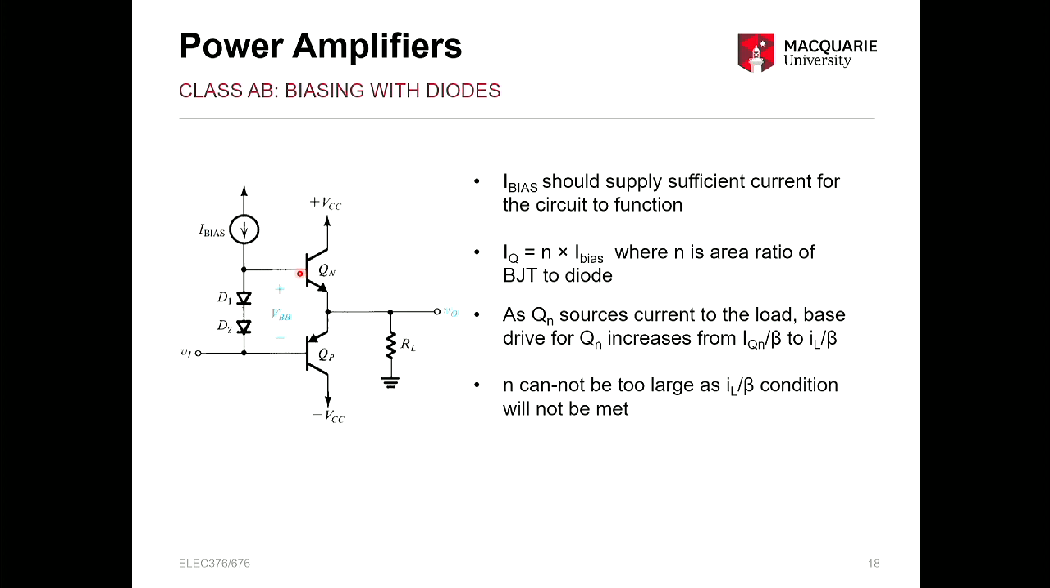So N can't be too large, otherwise this condition won't be met. Just rearranging that equation at the top there, we have N equal to your I quiescent divided by your I bias. So if you have a very large N, which you want because you want to use smaller diodes for your efficiency, then you'll need a very small I bias, and that might not be enough to supply the base of your Qn there. So these are just the constraints on your design.